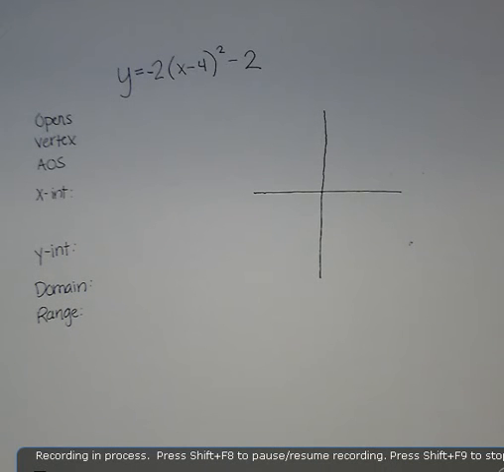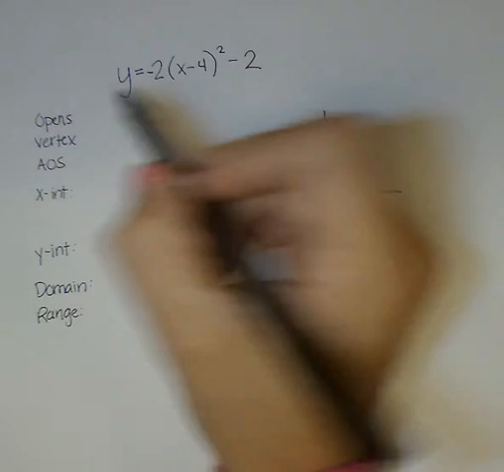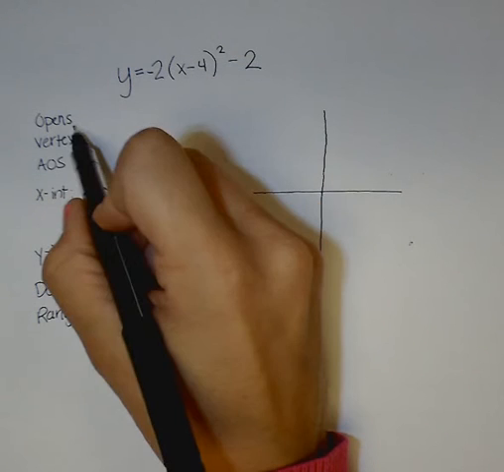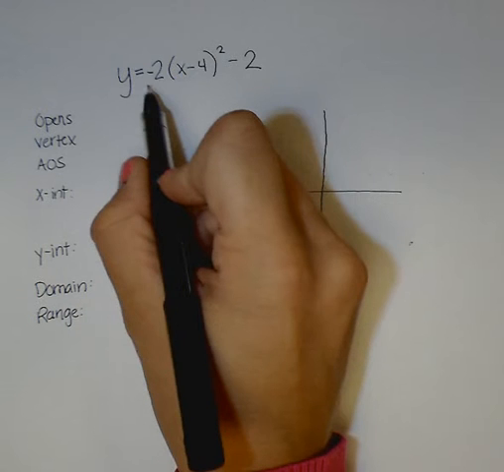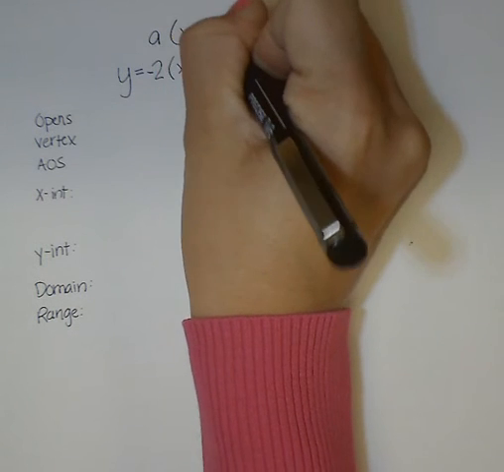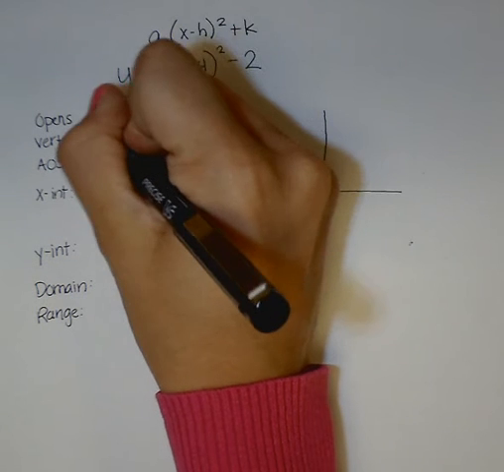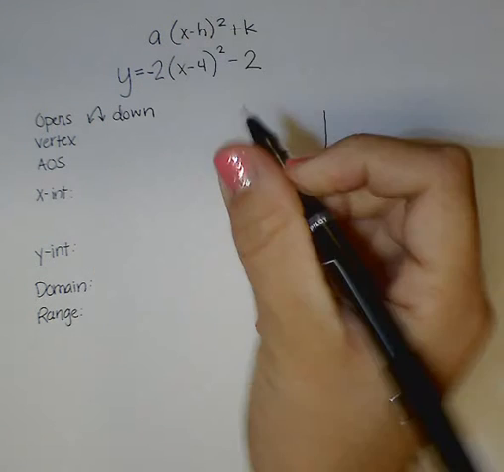We're talking about graphing from vertex form, and so just another example here. First thing to decide is how is my graph going to open? This is a -2 for my a value in a(x - h)² + k. If the a is negative, I know it's going to open down. Next, I find my vertex.